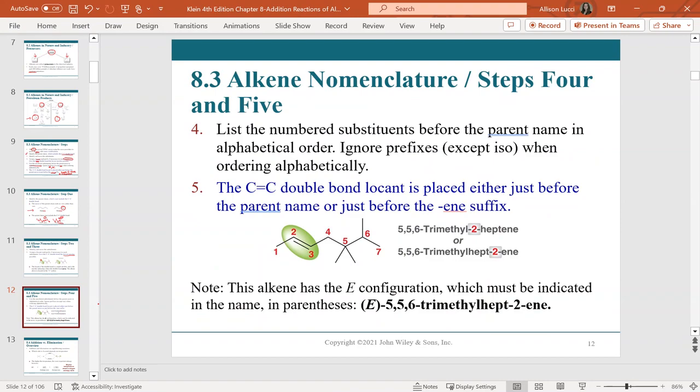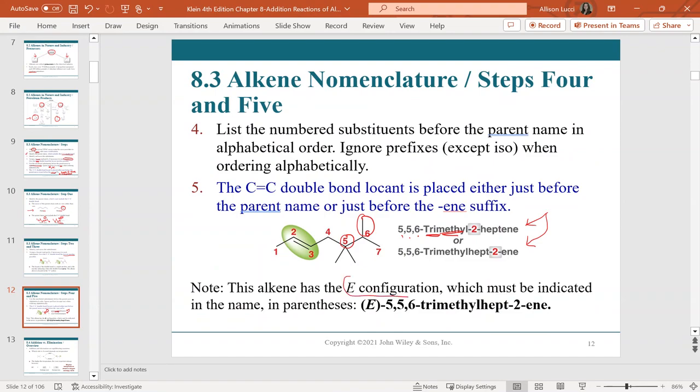So would we call this a 5-5-6, right? So we have our substituents on the 5. We have another substituent here on the carbon 6. So we have a trimethyl, right? For our 3 methyl group substituents, they are on the 5, 5, and the 6 carbon. And as I noted before, we could call this either a 2-heptene or a hept-2-ene.